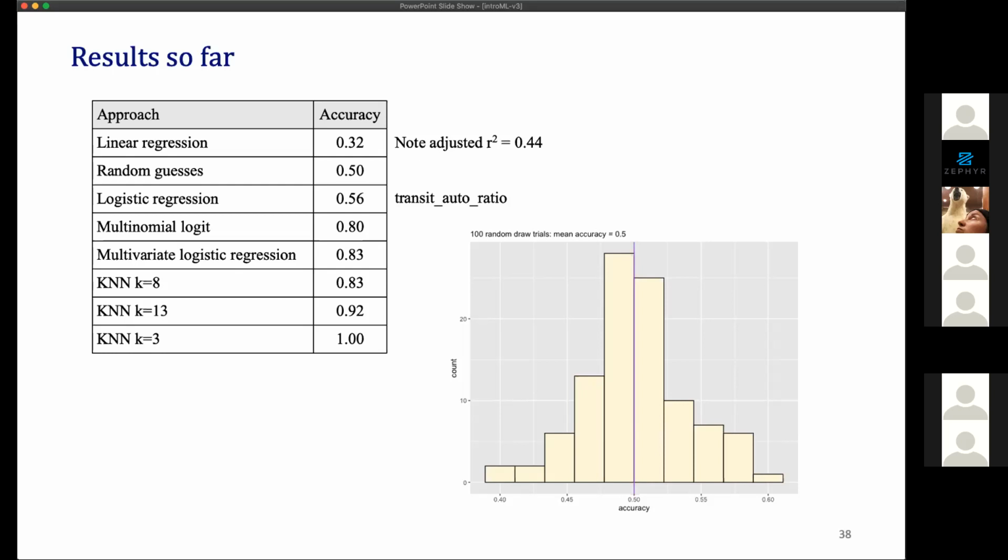Kyle, hit me. So we only had one question. We might have resolved it in the chat, but there was a question about whether there were negative values for your auto transit ratio, but I didn't actually see any. So I think maybe we'll skip it.